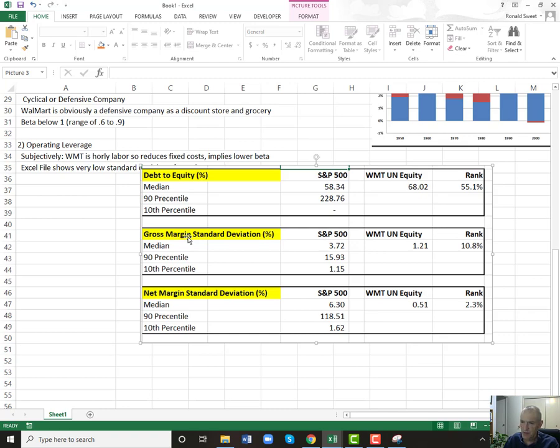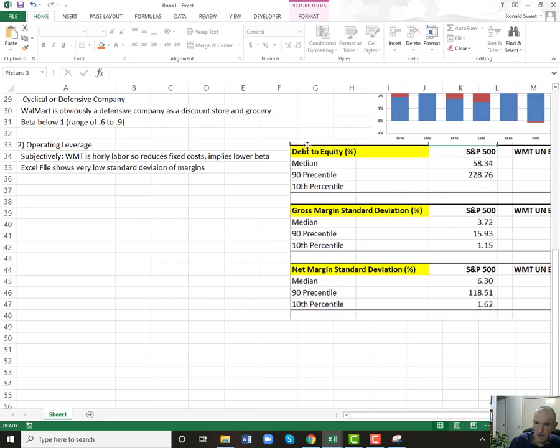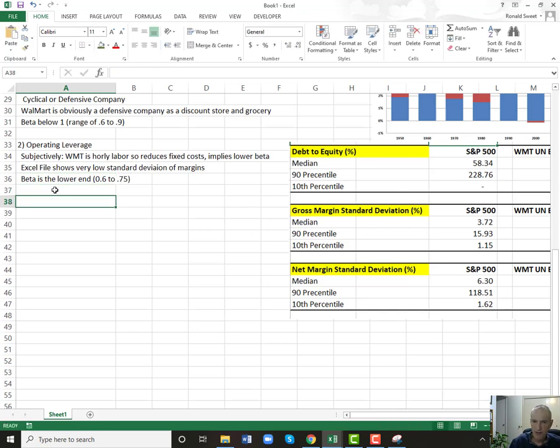very, very stable margins. Their customers are used to prices. If they're buying coffee, they're used to coffee prices going up if the cost of coffee inputs are going up. And then their net margin is even more stable. One of the most stable companies in the entire S&P 500. So very, very stable. So that suggests a lower beta. So beta in the lower end, maybe 0.6 to 0.75, somewhere in there. So that 0.9 really is looking way too high.